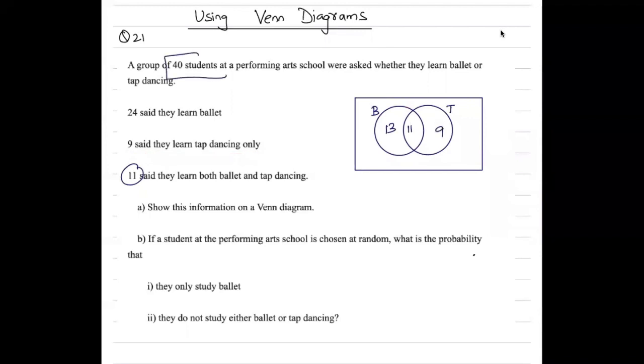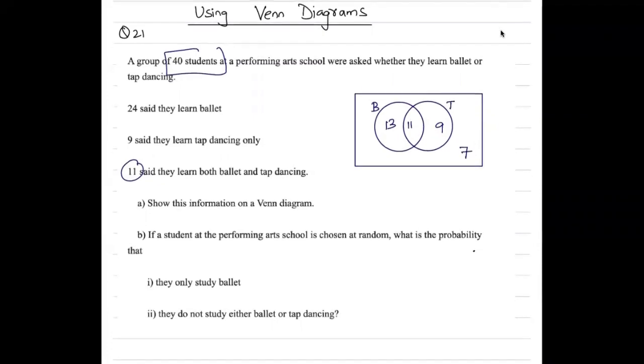So the class was of 40 students. You have accounted for 13 plus 11 plus 9. Okay, that's 33 students. So how many of the students are going to be over here? 7. That's your Venn diagram.